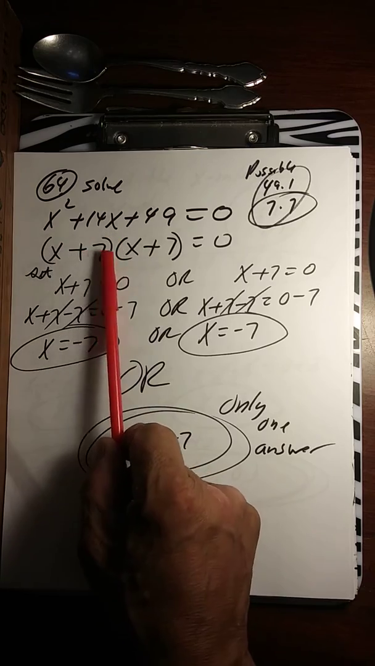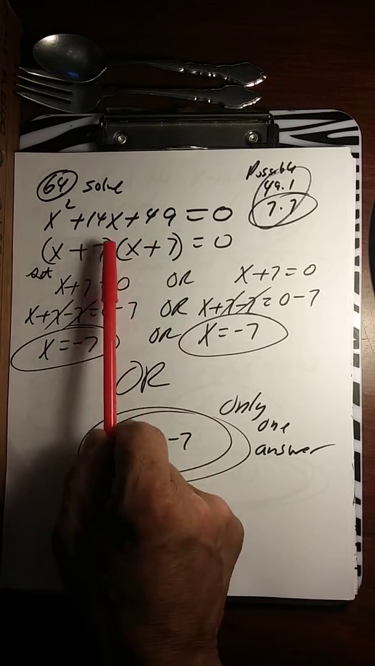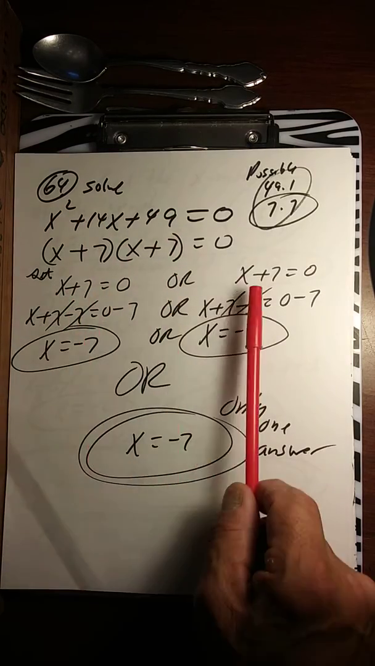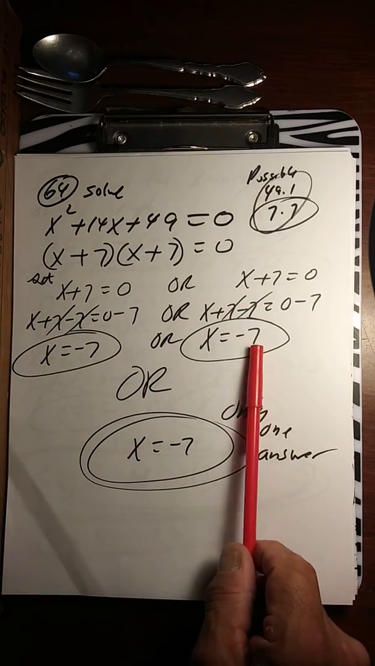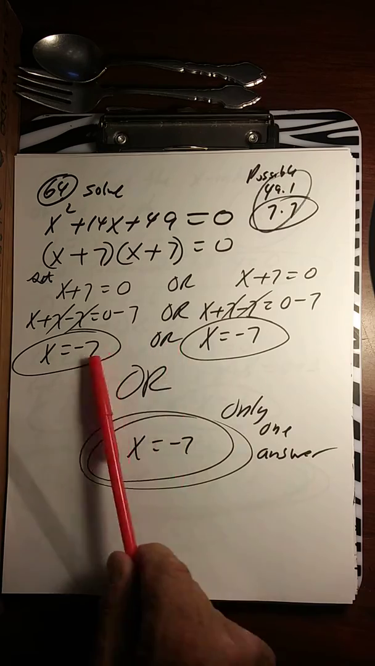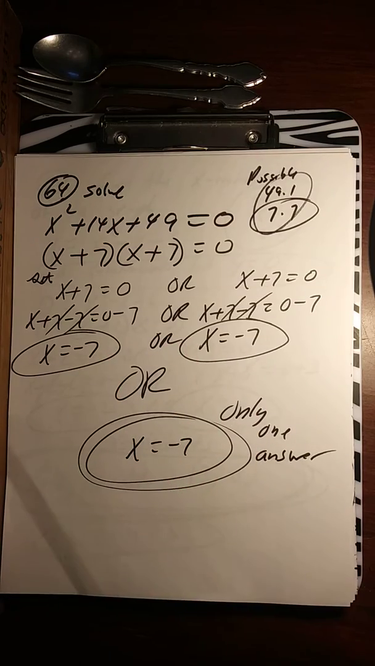Factor this out. 7 and 7, 7 times 7 is 49, and 7 and 7 is 14. So x plus 7 is 0, x plus 7 is 0. Minus 7 on both sides, negative 7. Since it's the same answer, we just put one answer, negative 7.